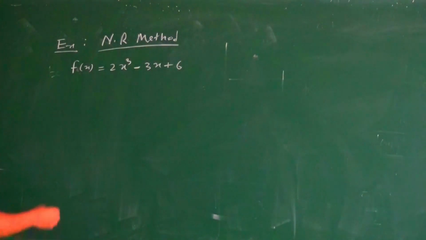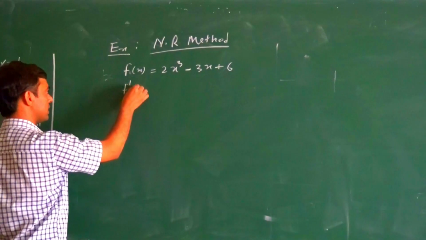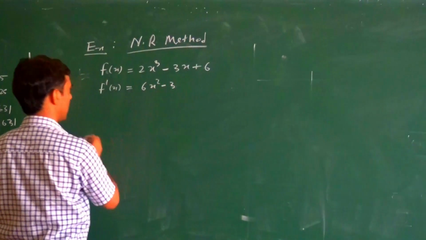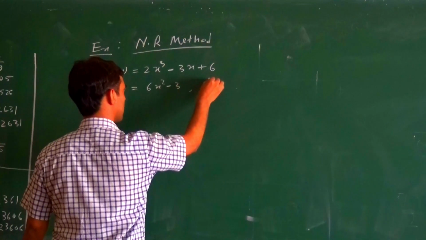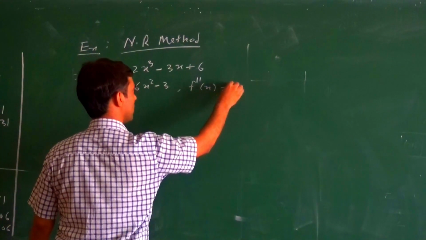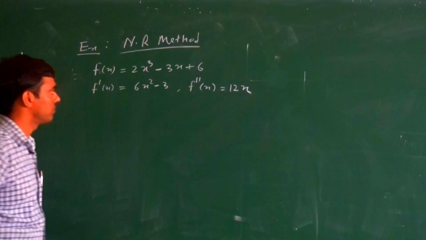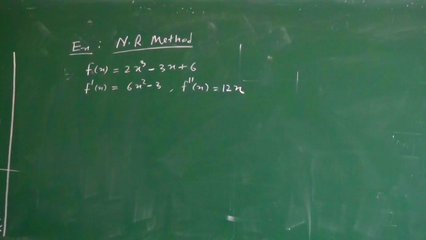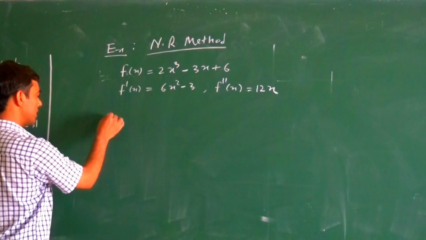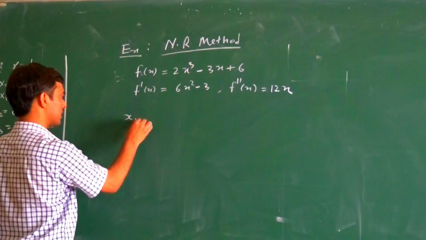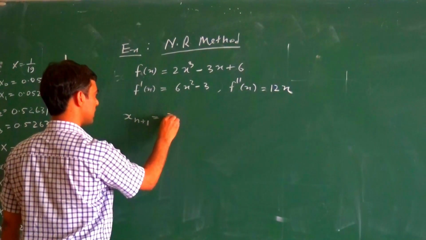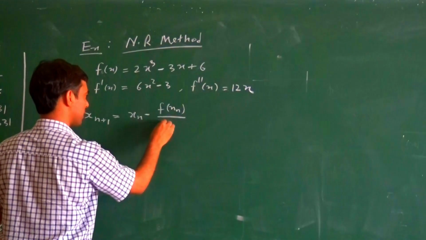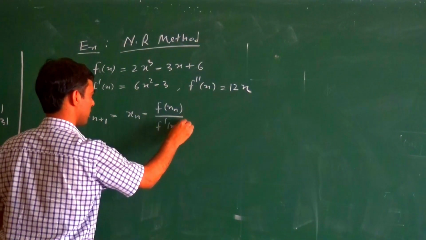There is a need to find the value of f dash x. F dash x is 6x square minus 3. And what is the value of f double dash x? F double dash x is 12x. So these are the values of f x, f dash x and f double dash x. Now what is the iterative scheme? The iterative scheme becomes x n plus 1 equals x n minus f of x n divided by f dash x n.